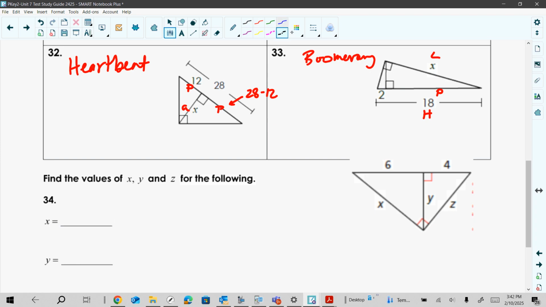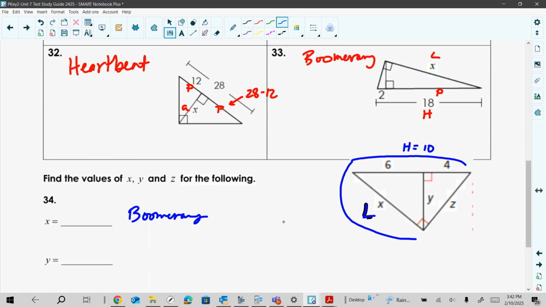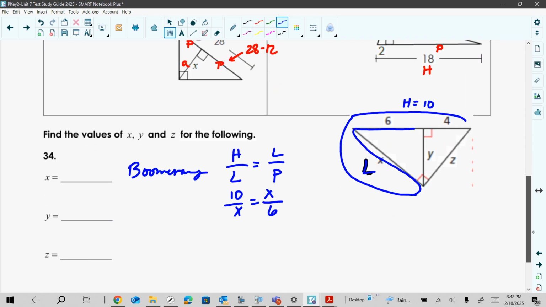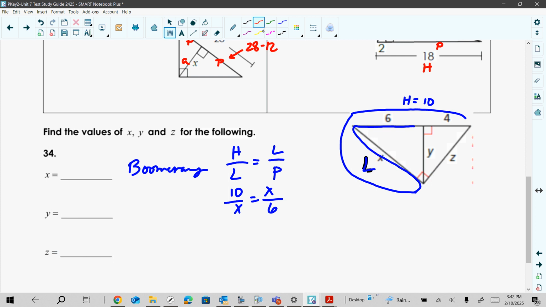All right, and the last one, you need to determine which rule for each variable. I would start with the y here, or you can start with the x, but if you do the x, since this is a leg, sorry, then you need to do boomerang, taking this whole hypotenuse, which is 10, going to the leg, which is x, come back down the leg, and stop at the part. Hypotenuse over leg equals leg over part. So our setup would be 10 over x equals x over 6. So x is boomerang, y is heartbeat.